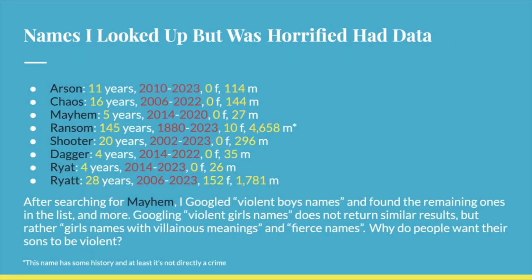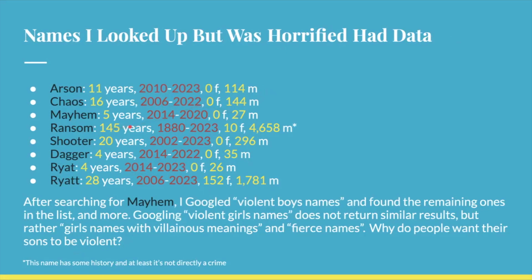And these are the names I looked up but was kind of horrified at data. Over 11 years between 2010 and 2023, there were 114 boys named Arson. From 2006 to 2022, in 16 years, there were 144 boys named Chaos. And over 5 years, from 2014 to 2020, there were 27 boys named Mayhem, which, if you're not familiar, is an actual crime. It's like maiming.